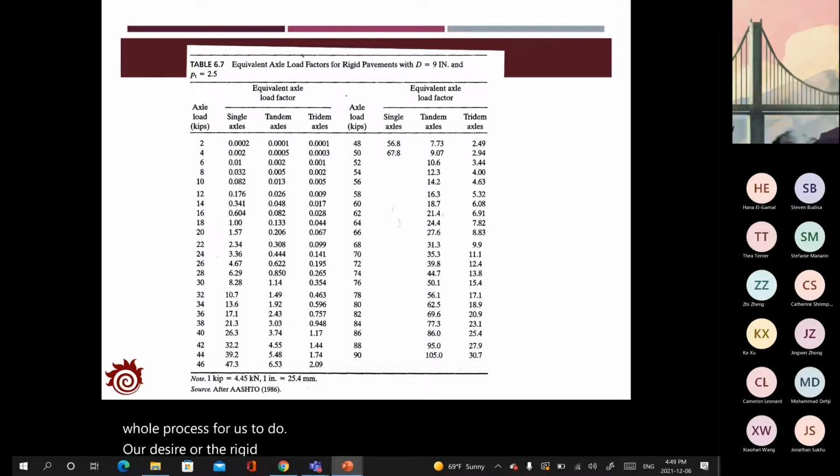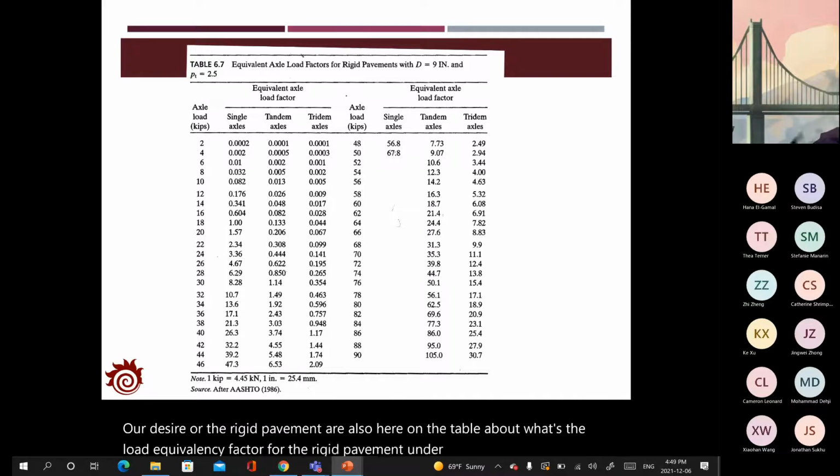Also, here in the table is the load equivalence factor for the rigid pavement under the specific thickness and the terminal serviceability index.